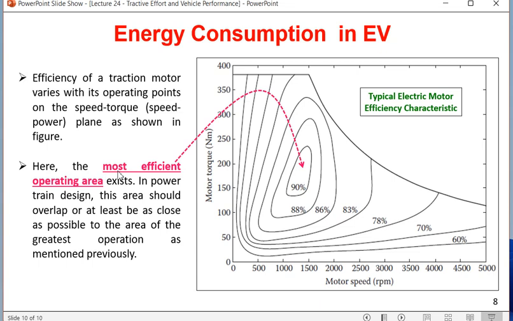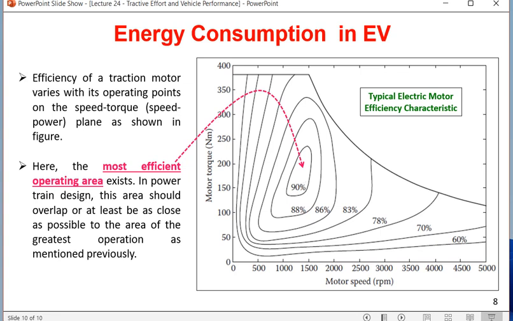Here you are finding the most efficient operating area exists in powertrain design. This area should overlap, or at least be as close as possible to the area of the greatest operation, as mentioned previously. So we are finding that running the vehicle at very high speed does not give you efficiency. Efficiency is obtained at almost 1/5 of the maximum speed. If the maximum speed is around 200, you will be finding that if you can keep a speed around 40, 45, 50 kilometer per hour, you are going to have maximum efficiency.